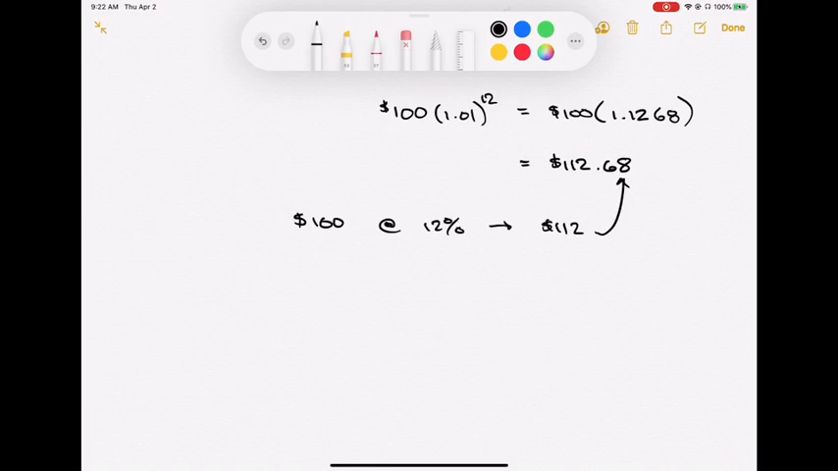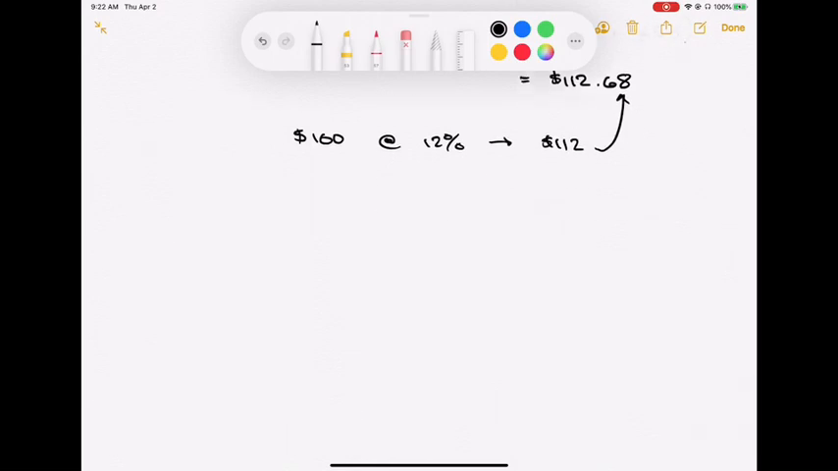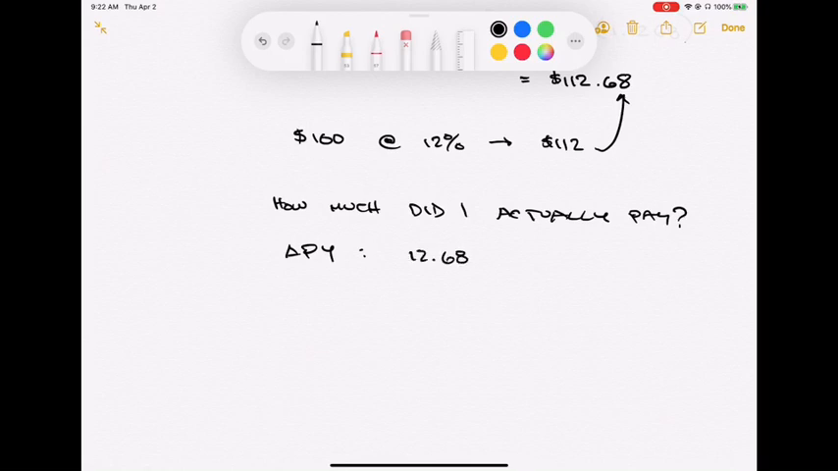If you want to think about what the actual yearly rate is, how much did I actually pay? Well, that's the annual percent yield factor. And in this particular case, 12.68%. Annual percent yield is almost always higher than the APR.